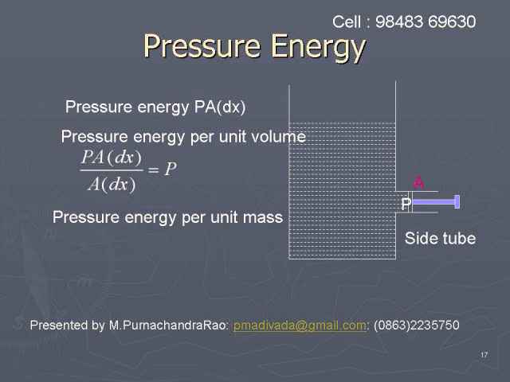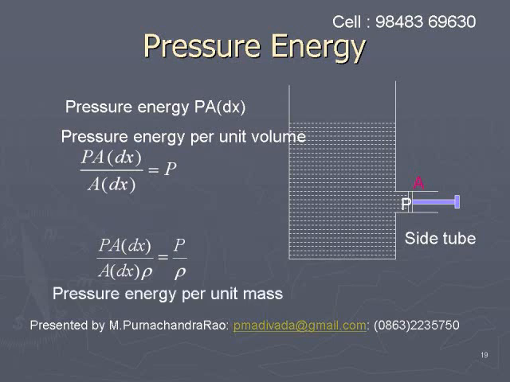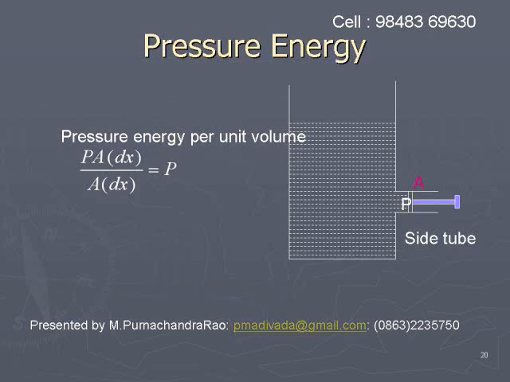Pressure energy per unit volume is energy by the volume of the liquid. Pressure energy is equal to PA dx, and the volume of the liquid pushed inside is A dx. So PA dx by A dx gives pressure energy per unit volume. It is equal to P. So we can understand pressure P as the pressure energy per unit volume.